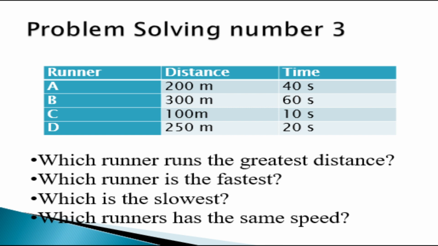Last question, which runners have the same speed? So since both runners A and B have a speed of 5 meters per second, therefore, for this question, the answer is runner A and B. Next one.